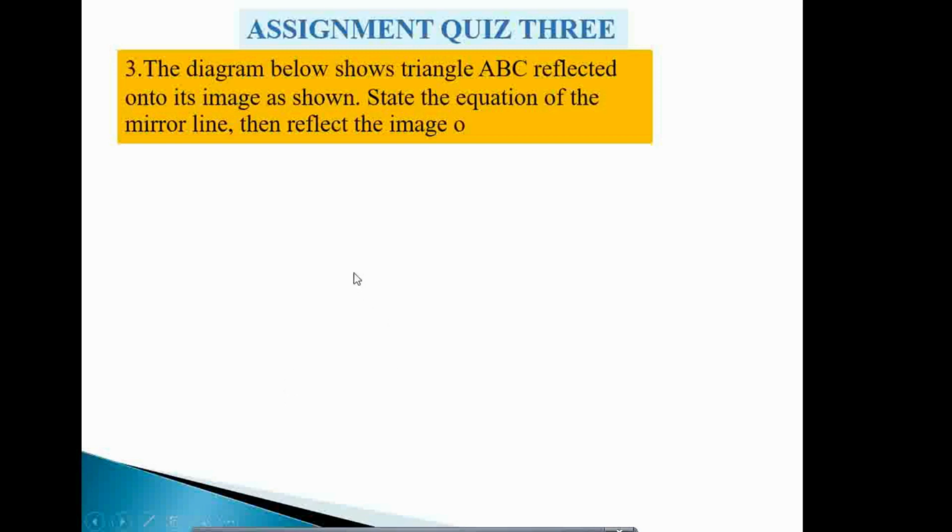Now, we can have this as our assignment for question 3. So the assignment reads: the diagram below shows triangle ABC reflected onto its image as shown. State the equation of the mirror line, then reflect the image. So we are supposed to state the equation of the mirror line, and at the same time reflect the image.